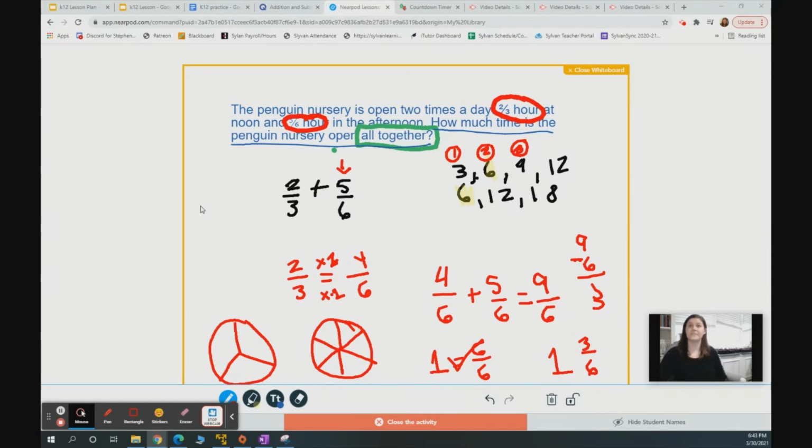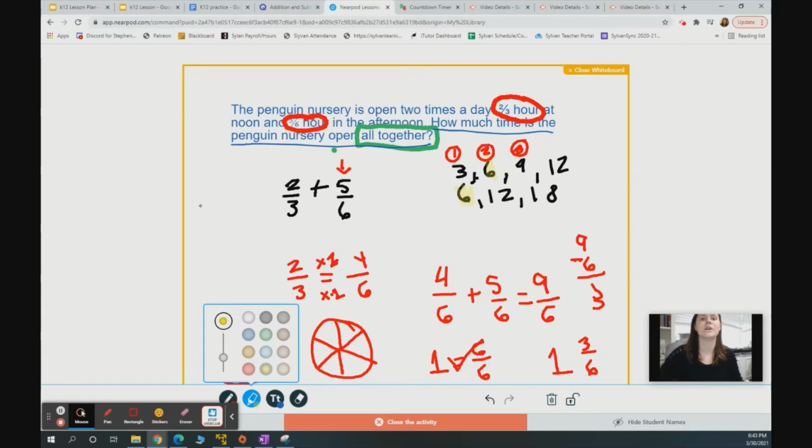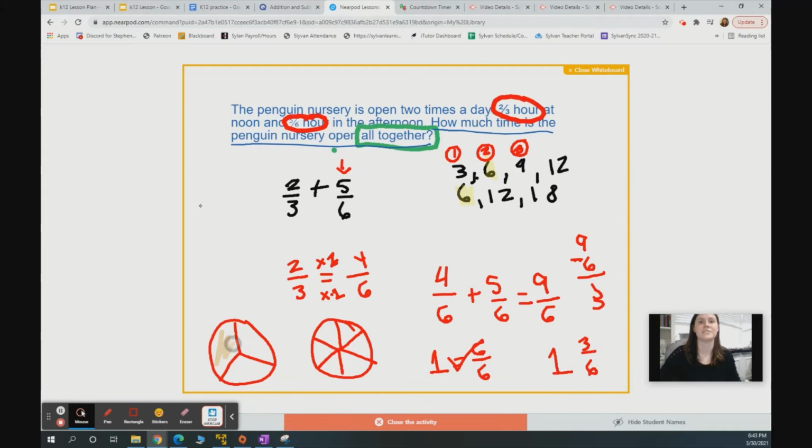All right, so now that I have them divided, I have to shade them in. So I have 2/3. Doesn't really matter what color I use here. So I'm going to shade in my 2/3 here. Okay, so 1, 2/3. And then I had 5/6. So I have 1, 2, 3, 4 and 5. Okay, now I wanted to make them the same size slice.